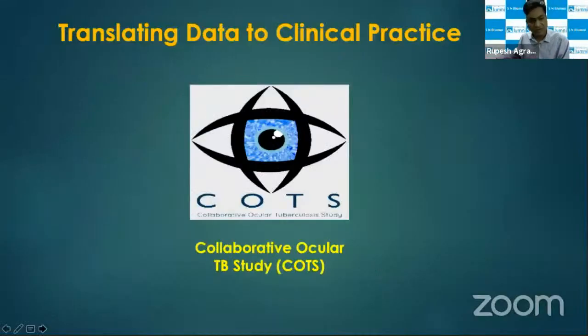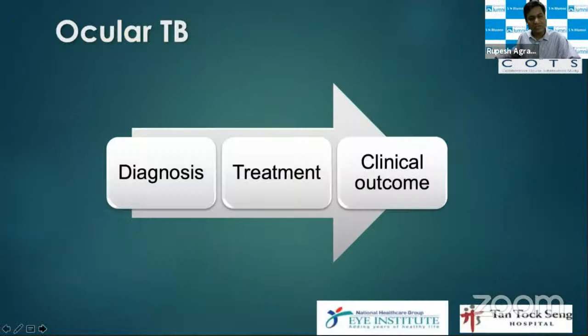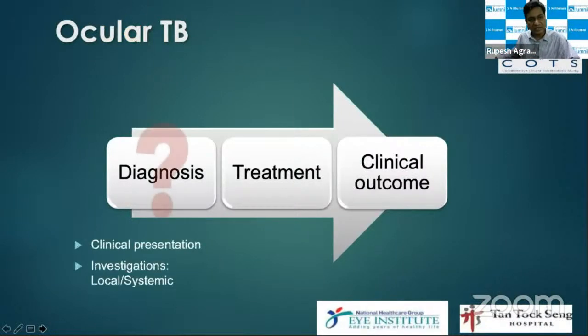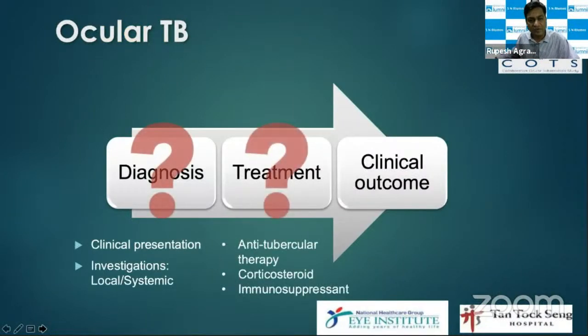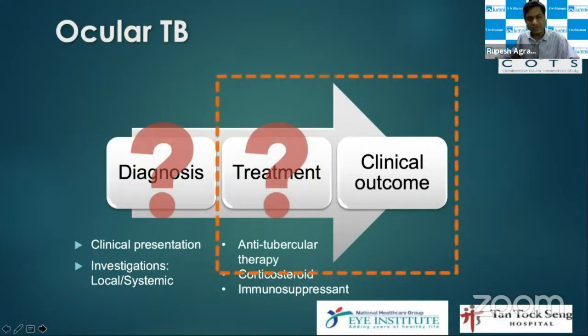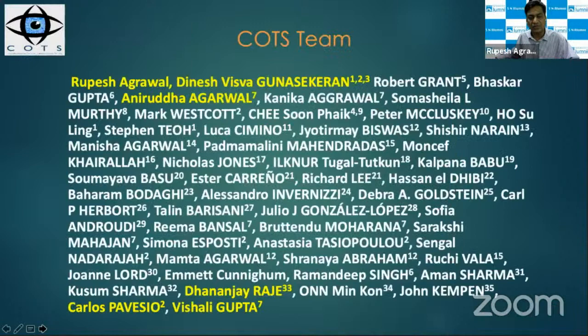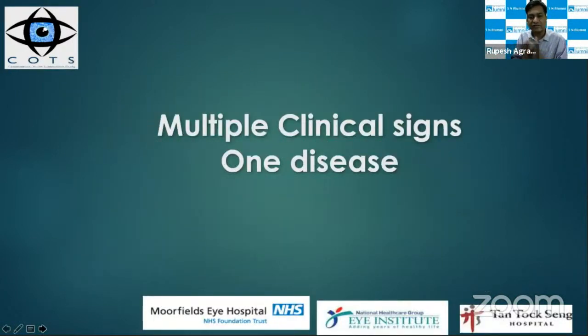So let's go on to talk about another topic, which is how the COTS journey was. As you can see, the COTS did adopt a FEMTO approach, and the reason was that we were not aware of what we were dealing with in TB: is the diagnosis correct, is the treatment correct, and eventually we were not sure about the clinical outcome. And this is a whole group of people we managed to get together from 25 different countries, over 100 collaborators, and this is without any funding at all.